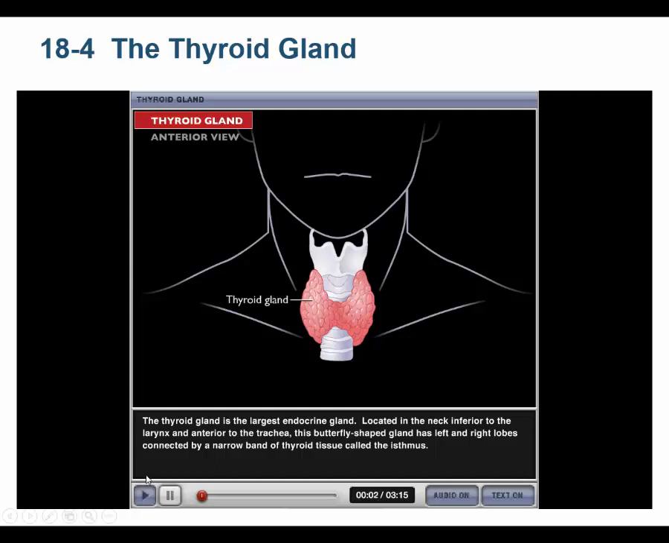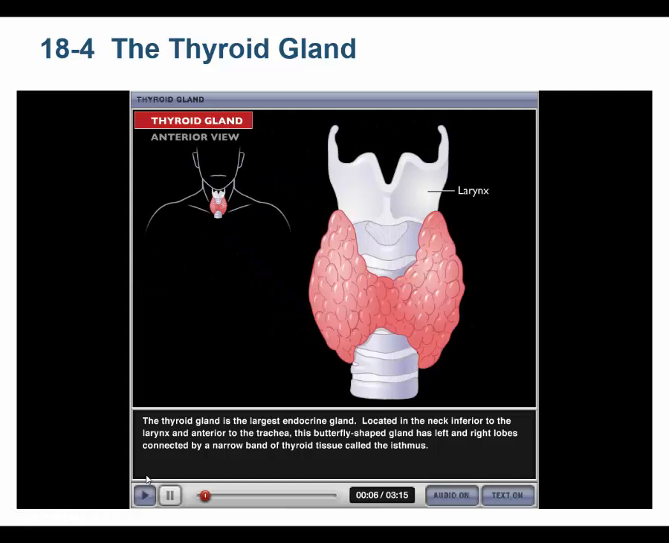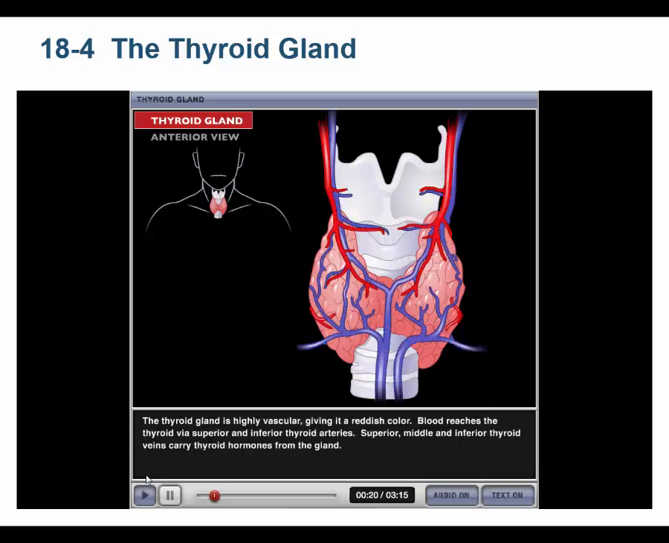The thyroid gland is the largest endocrine gland, located in the neck inferior to the larynx and anterior to the trachea. This butterfly-shaped gland has left and right lobes connected by a narrow band of thyroid tissue called the isthmus. The thyroid gland is highly vascular, giving it a reddish color. Blood reaches the thyroid via superior and inferior thyroid arteries. Superior, middle, and inferior thyroid veins carry thyroid hormones from the gland.